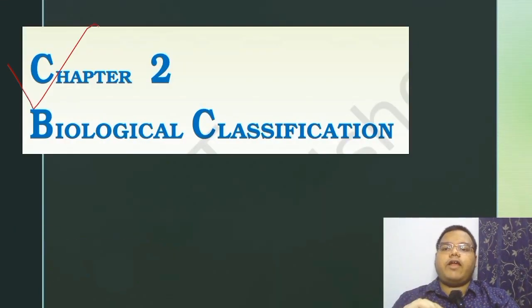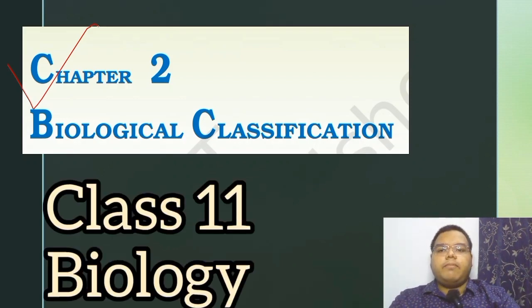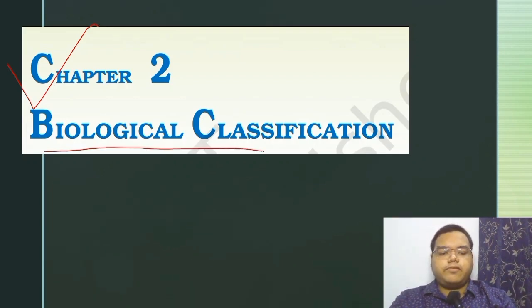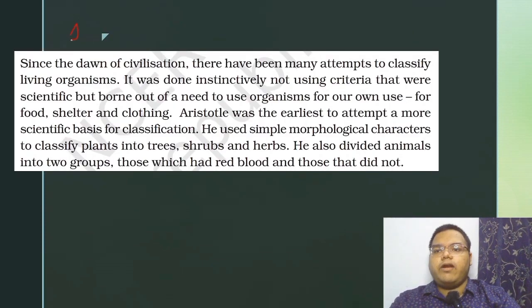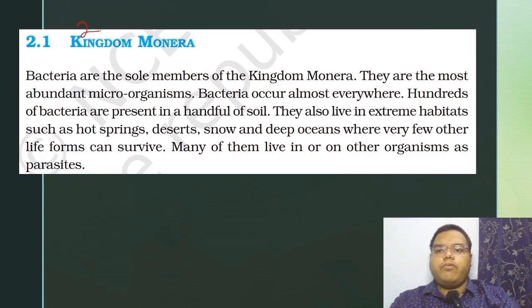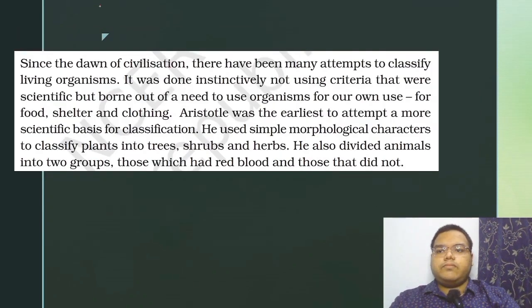I will give you an example from chapter 2 of NCERT class 11 biology, the biological classification chapter. Here I will use paragraph number 1, paragraph number 2, and paragraph number 3 as an example. So this is paragraph number 1, the first paragraph of this chapter.